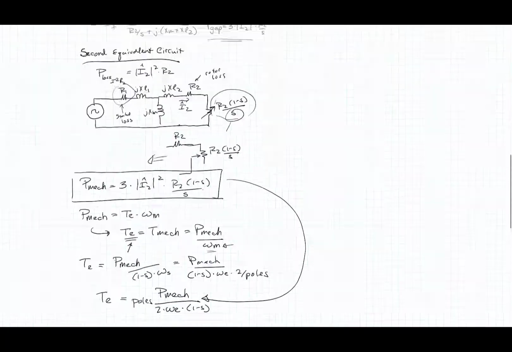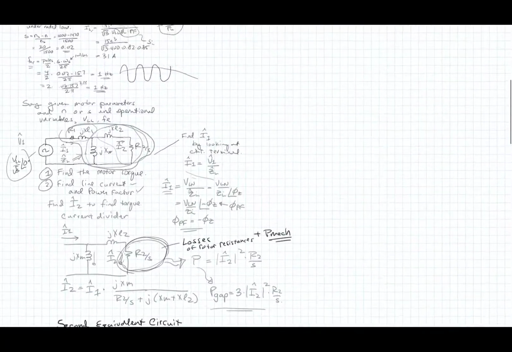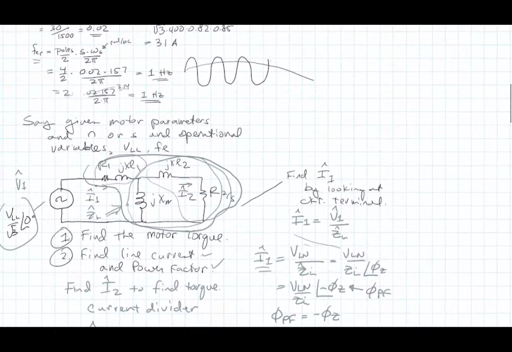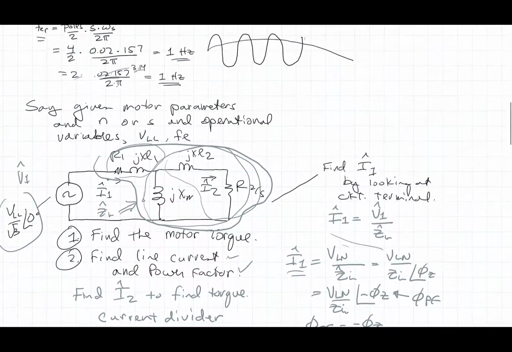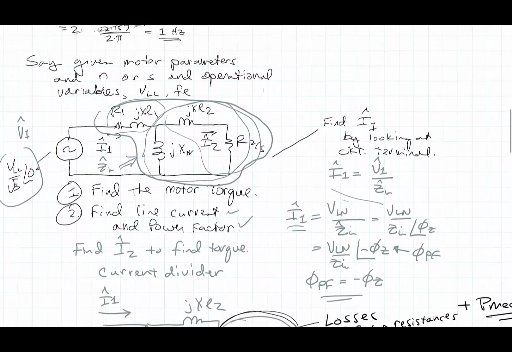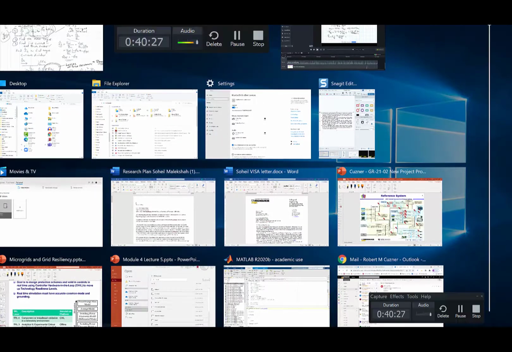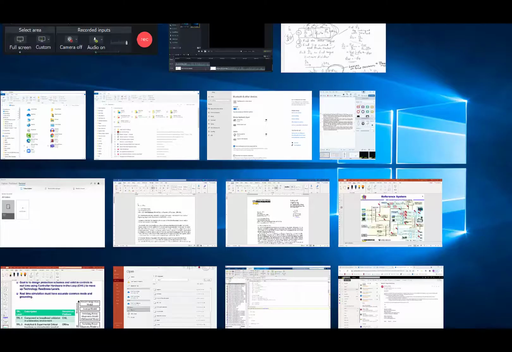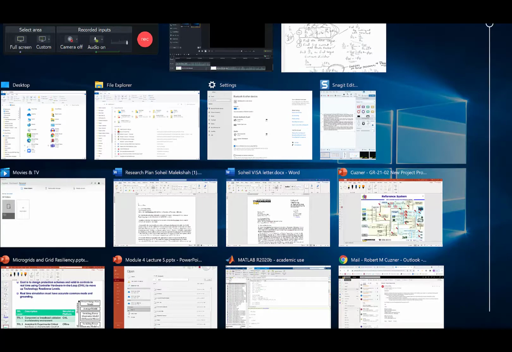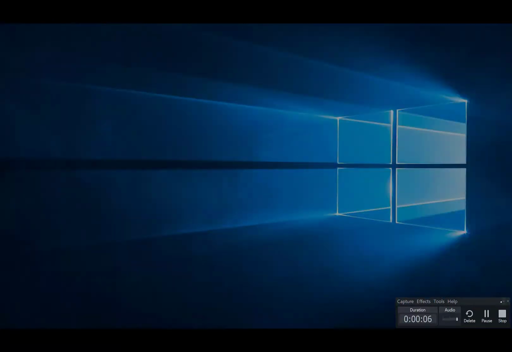So this is really taking you through how you would solve it, the steps, starting out with this motor circuit, assuming you were given all of these parameters right here.